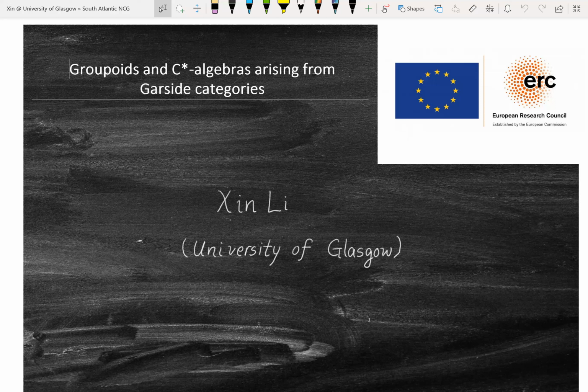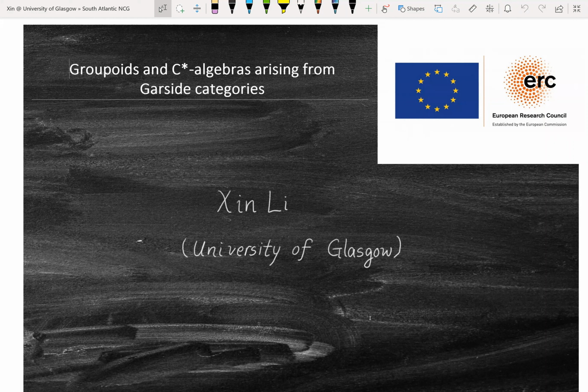And in a way, these structures help us to organize and unify several example classes. And also, maybe more interestingly, they allow us to prove results about these groupoids and C*-algebras. So some known results, but also you get new results using that structure. So this is very roughly the idea I want to explain, and hopefully that will come across in my talk.